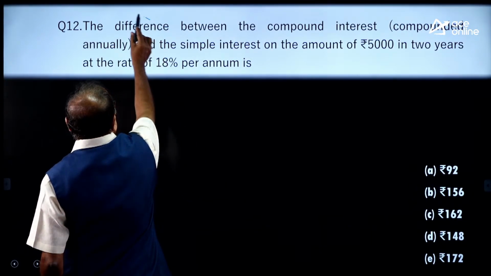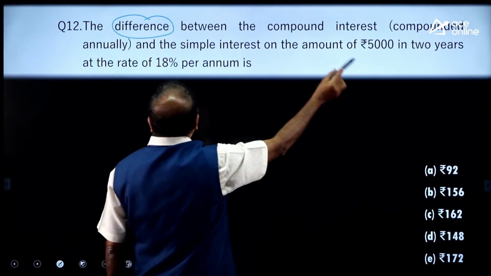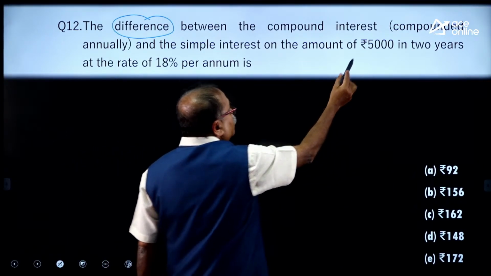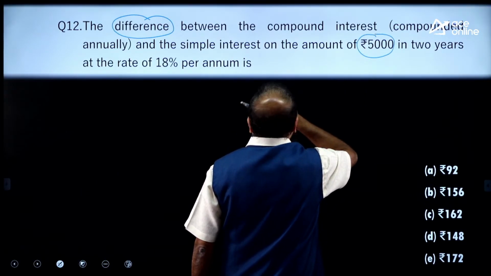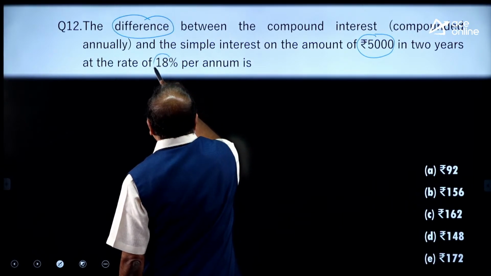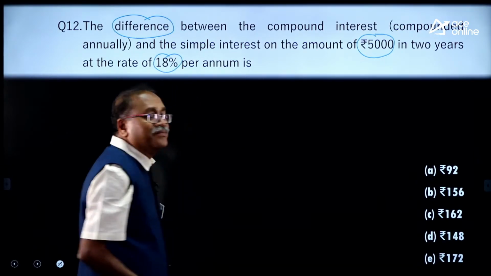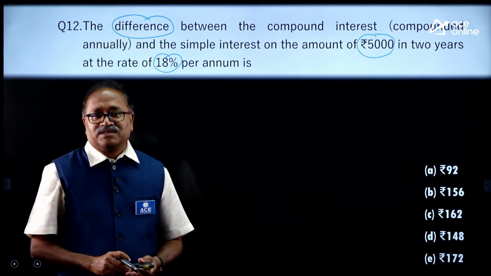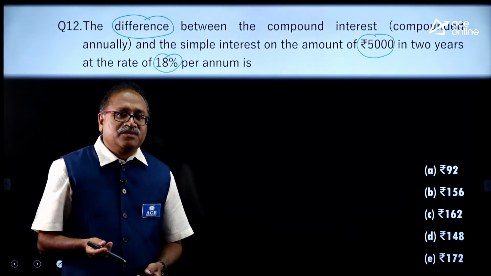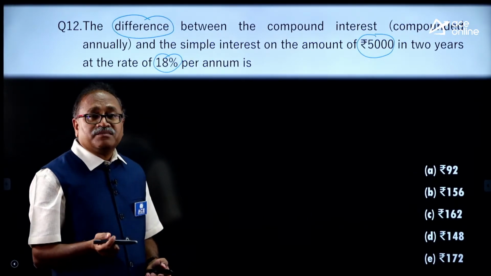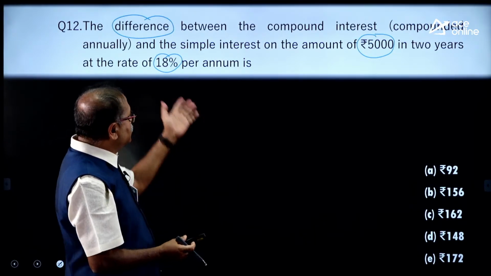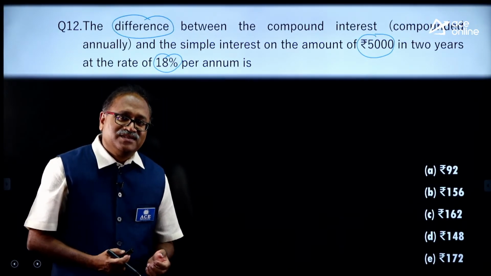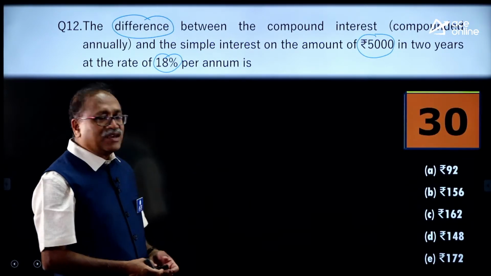The difference between the compound interest and the simple interest on an amount of rupees 5,000 in 2 years at the rate of 18% per annum. So, the difference is asked, and if you have gone through simple and compound interest, this is a very commonly asked question, the difference for 2 years, the difference for 3 years. Okay, your time starts now.